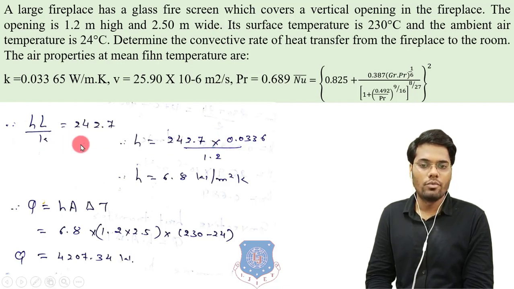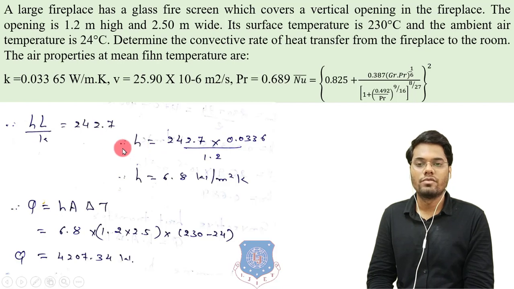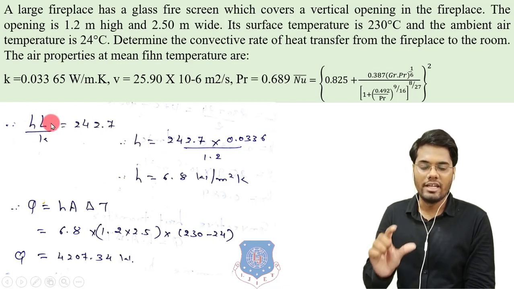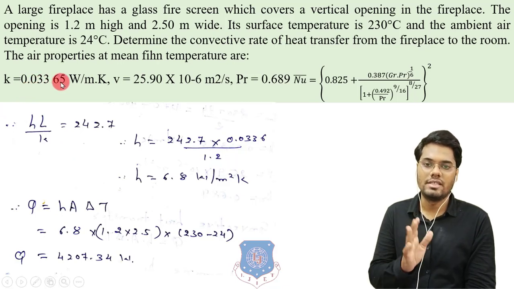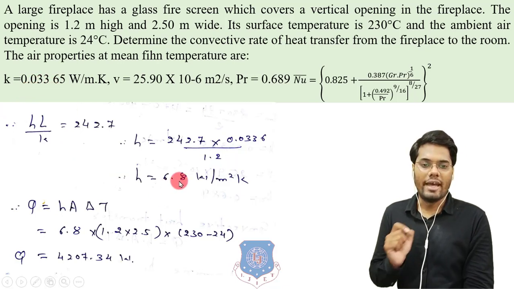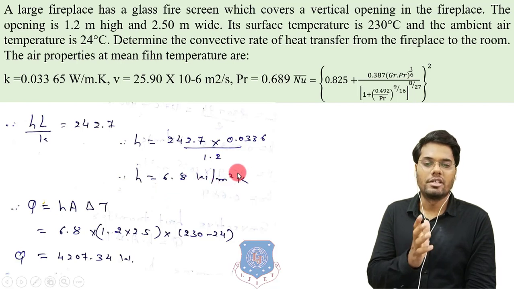Now we know that instead of Nusselt we can write h Lc by k. Here in this equation only h is unknown, because we know the characteristic length, which is our height, 1.2. Conductivity is already given in the question, which is 0.03365. So the h would be 6.8 watt per meter square Kelvin.